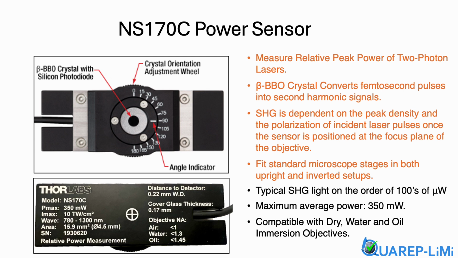The sensor is compatible with standard microscope stages and works with upright and inverted setups. It detects SHG light at signal levels in the range of hundreds of microwatts to milliwatts, with a high signal-to-noise ratio of around 10,000:1. The sensor can handle up to 350 milliwatts of average power and is compatible with dry, water, and oil immersion objectives.